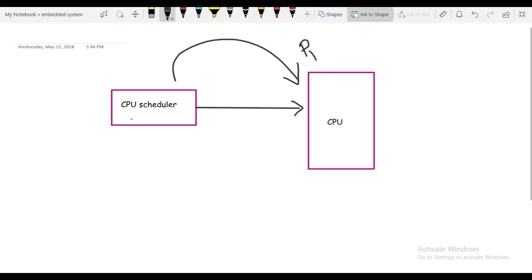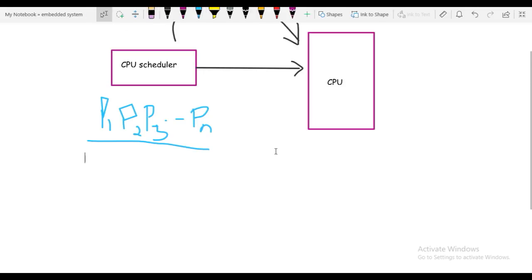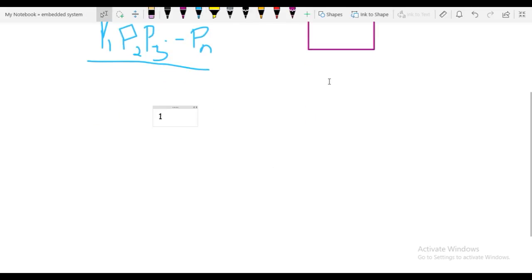The CPU scheduler actually selects the process. There could be many processes, P1, P2, P3, right, up to Pn. It selects the process from the queue and allots the process to the CPU, right? And this is basically done in two manners.